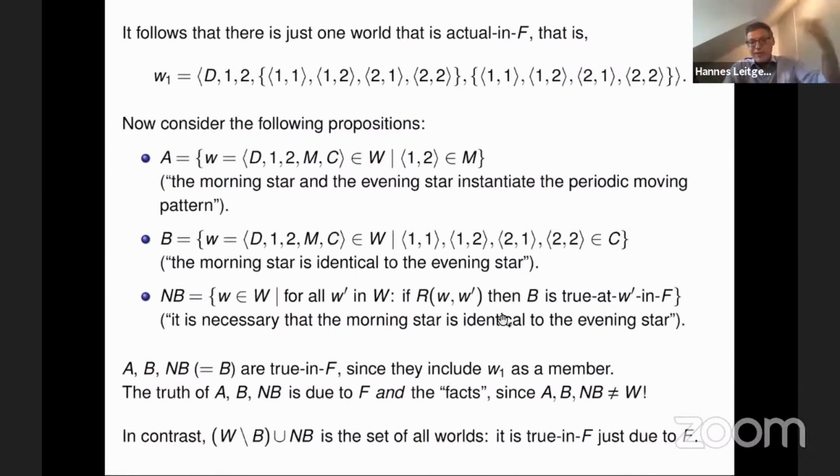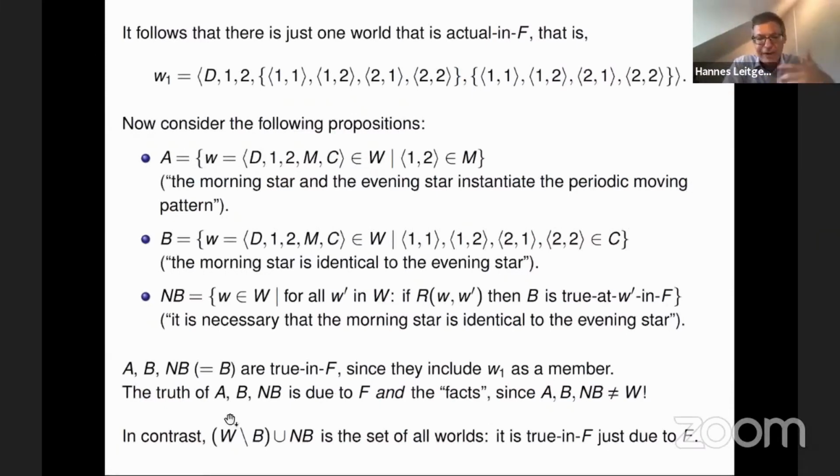And now, once we have these 3 sets, we can check are they true or not. And in fact, they are true because they include W1 as a member. That's easy to check, right? So for example, W1 is a member of A because set A was the set of worlds that include 1 and 2 in their movement pattern, okay? And in fact, that's the case here. The pair 1, 2 is in the movement pattern here. And in fact, all of these sets are true. And their truth is due to the framework and the facts, as it were. Why? Because these propositions can easily be seen to be proper subsets of the set of all worlds. They are not identical to the set of all worlds whatsoever. They rule something out, okay?